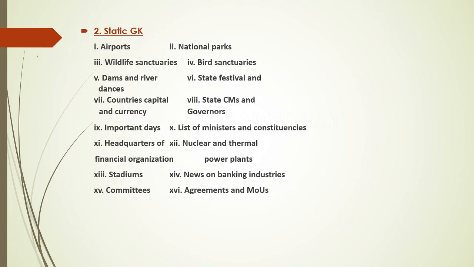Next is static GK. In static GK, you want to give importance to airports. You want to know about international airports and what the airports in India are, when they were established, who opened those airports and under which name those airports are running. Next national parks, wildlife sanctuaries and bird sanctuaries, dams and rivers, and state festivals and dances.